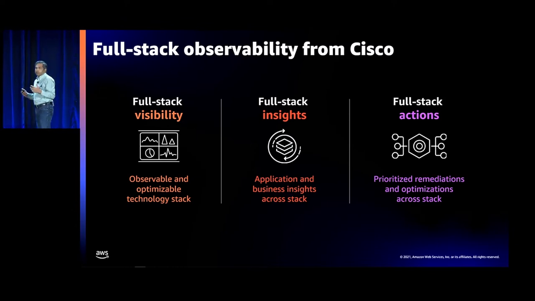Now, when you're observing an application, it's not just enough to observe that application, but it's very critical to observe the whole stack. And why is that? There are three very important facets to full stack observability. First and foremost is the full stack visibility. And what do we mean by that? What we mean is you want to know how things are correlated to each other from the point of view of the modern application.